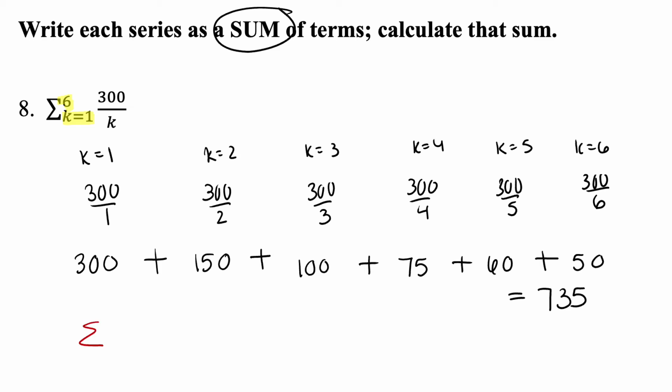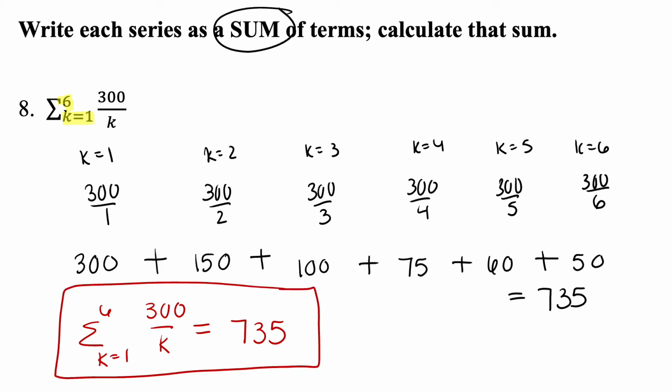So we can write the sum from when k equals 1 to 6 of 300 over k is equal to 735. So a quick review of sigma notation and how you actually calculate a sum when given sigma notation. If you have any questions, you can ask your teacher to pause the video and to go over these first few examples before we move into our next topic.